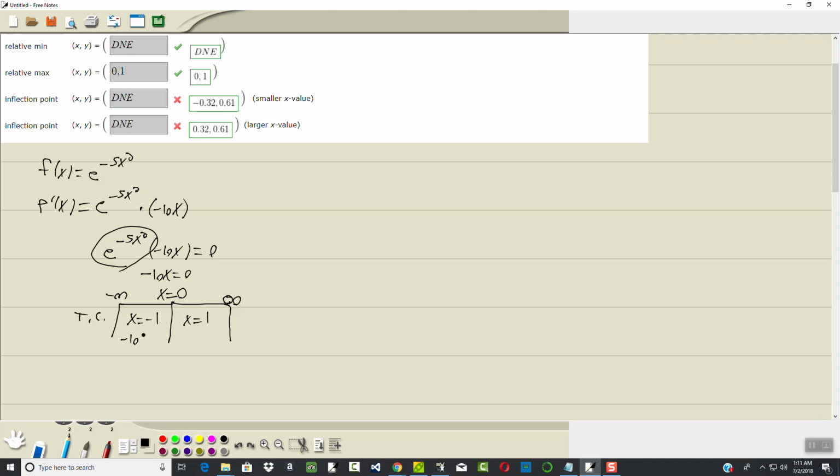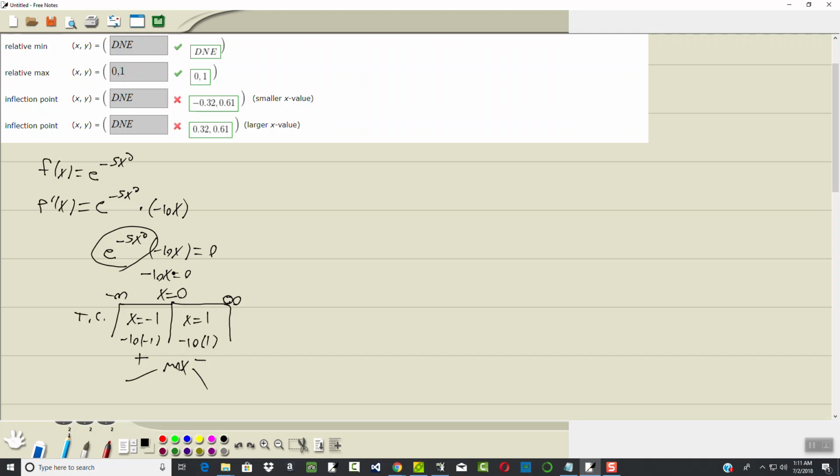So I got negative 10 times negative 1, which is positive. Negative 10 times positive 1 gives you a negative. So this is increasing and decreasing. So this is a relative max.